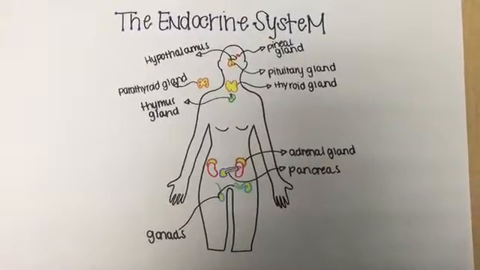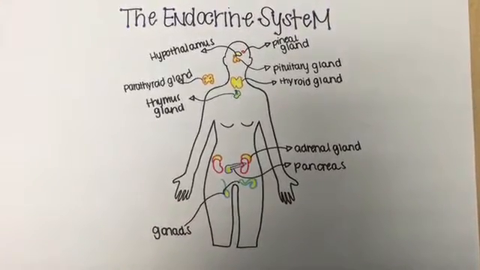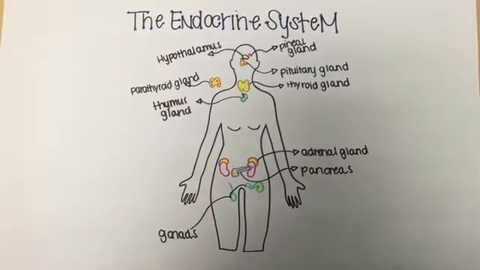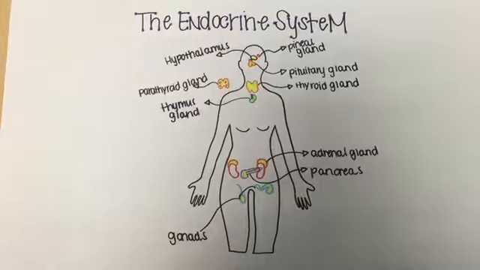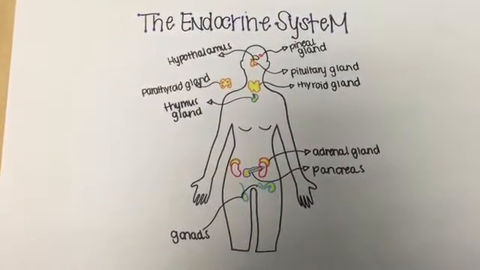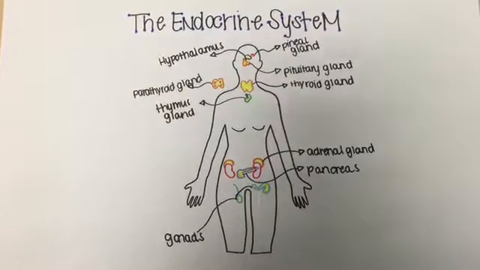Today we are going to help you understand the endocrine system. The endocrine system is a collection of glands that produce hormones that regulate metabolism, growth and development, tissue function, sexual function, reproduction, sleep, mood, among many other things.